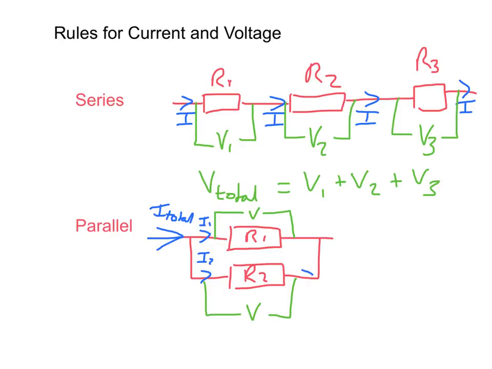And once it's come through the resistors, again we have I1 and I2 here, it will recombine and come out as I total. Now that total is always equal to the sum I1 plus I2, and if we had more resistors we could say it's I1 plus I2 plus I3 and so on. This is Kirchhoff's first law and is one of the rules for current in a parallel circuit: the current will split up, but the sum of all the currents leaving the junction is equal to all the current entering the junction. It is always conserved.